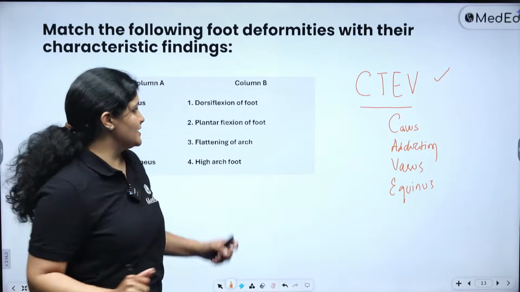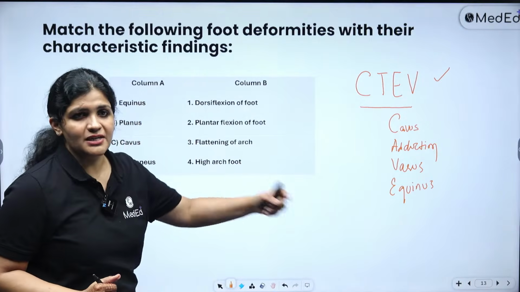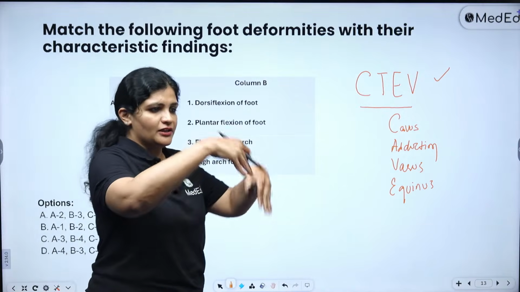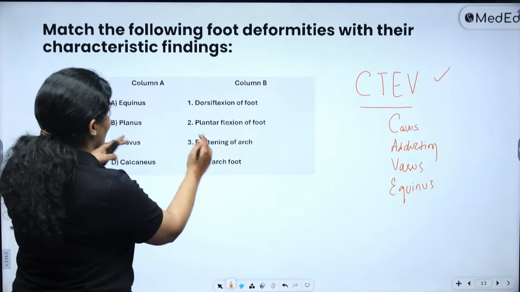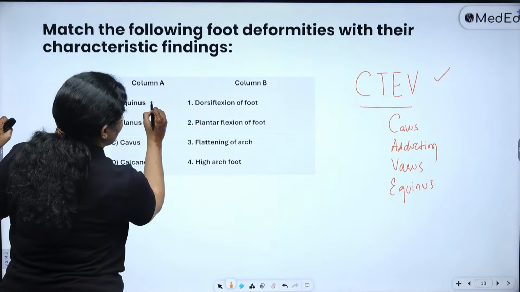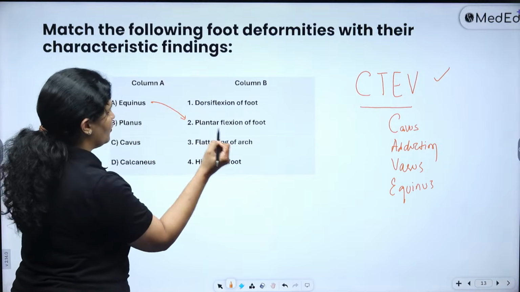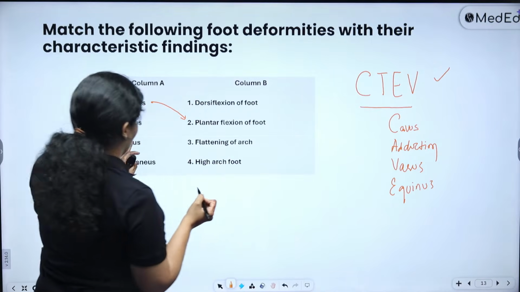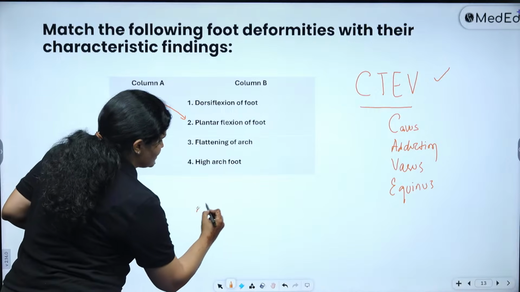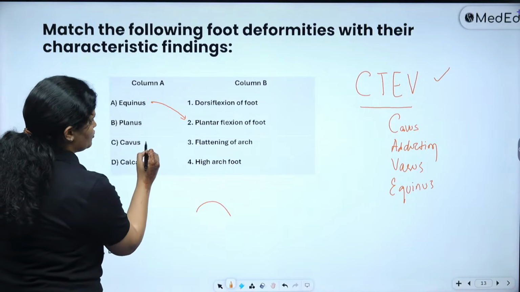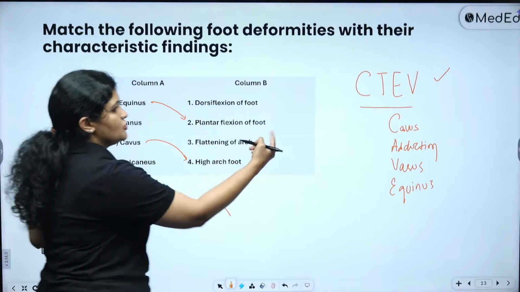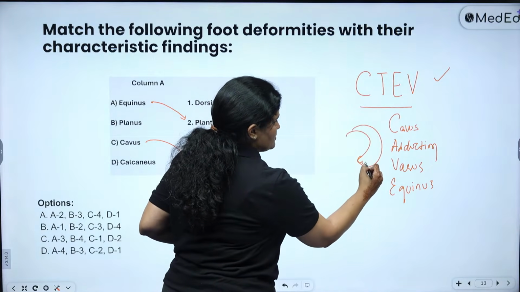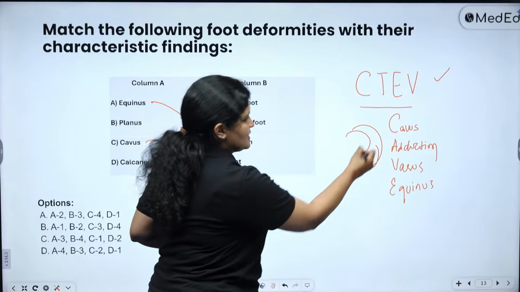So equinus is what? You already know equinus is walking on the toes. It is like the horse; if you see, the horse walks on the toes. How do you walk on the toes? You have to completely plantar flex the foot, then only you can walk. So that is your equinus. Then the second one you can answer is cavus. Cavus is where the arch is increased, so it is a high arch foot. This you can also understand with CTEV, because a CTEV foot is something like this, an arched foot.